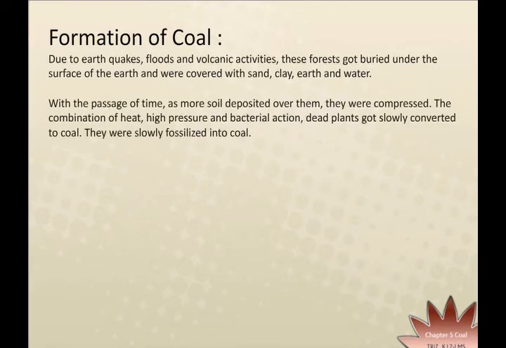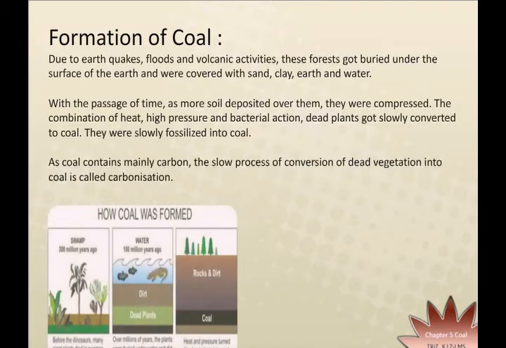With the passage of time, as more soil deposited over them, they were compressed. The combination of heat, high pressure and bacterial action, dead plants got slowly converted to coal. They were slowly fossilized into coal. As coal contains mainly carbon, the slow process of conversion of dead vegetation into coal is called carbonization.